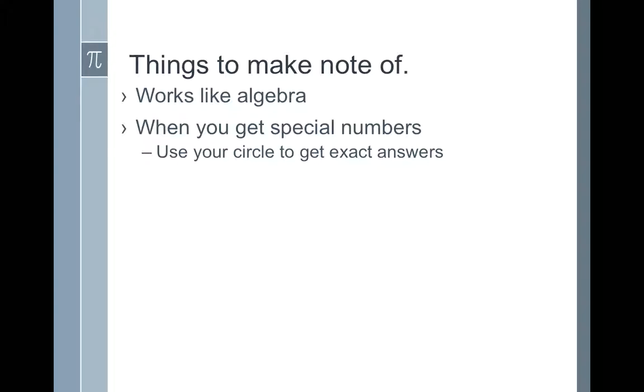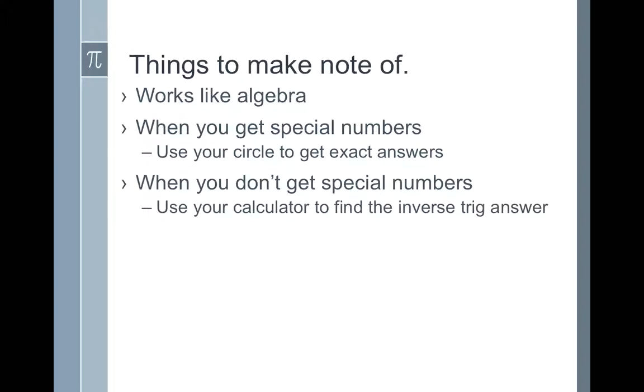So when you get special numbers, like the examples that we just did, all of those were special numbers. Anytime you see 1/2 or √3/2 or √2/2 or other variations of those, just use your unit circle to find the exact answers. And for the most part, you're going to be putting your answers in radian mode. However, degree mode is also fine.